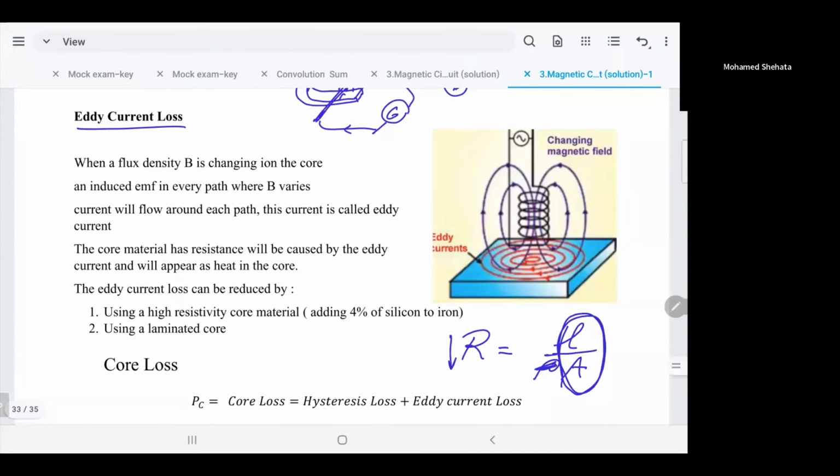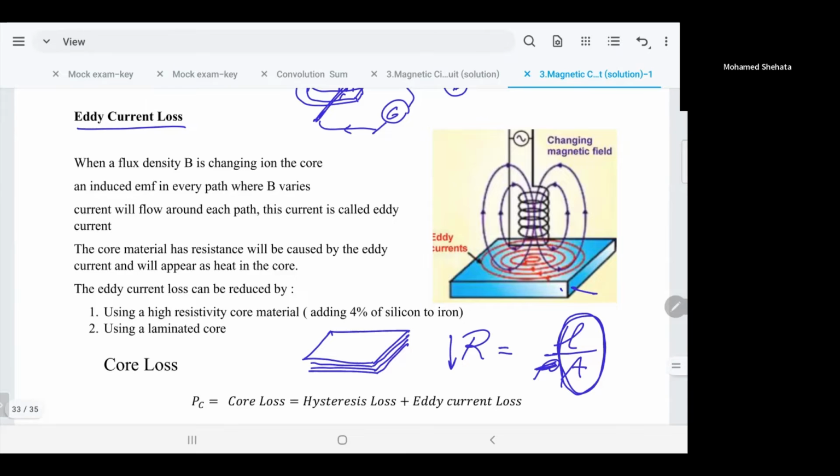So what happened? Instead of having a block of iron, this block, for example, make it sheets. And these sheets, take them together, but put insulation material between every sheet and the other one. Because this block is nothing. Make it sheets, the area is very thin, and the resistance is very high.